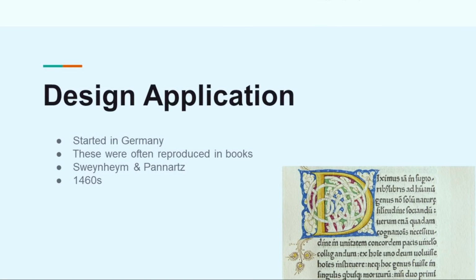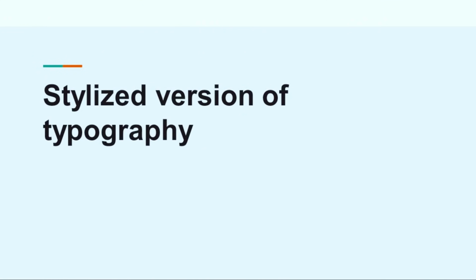And so these started in Germany. These were often reproduced in books. Schwinheim and Pannartz, in the 1460s. These are really the two key figures to start to produce these illustrated, stylized versions of typography.